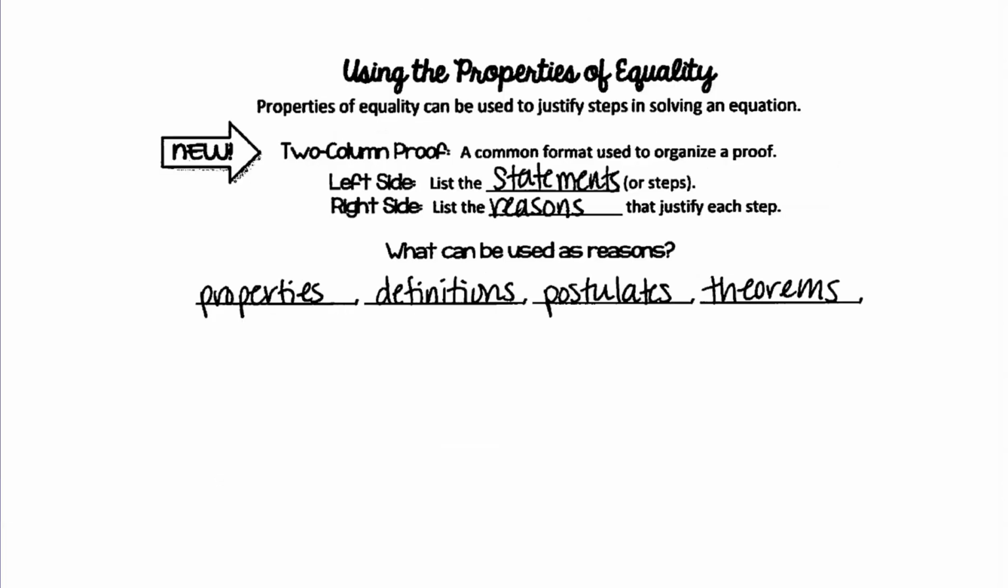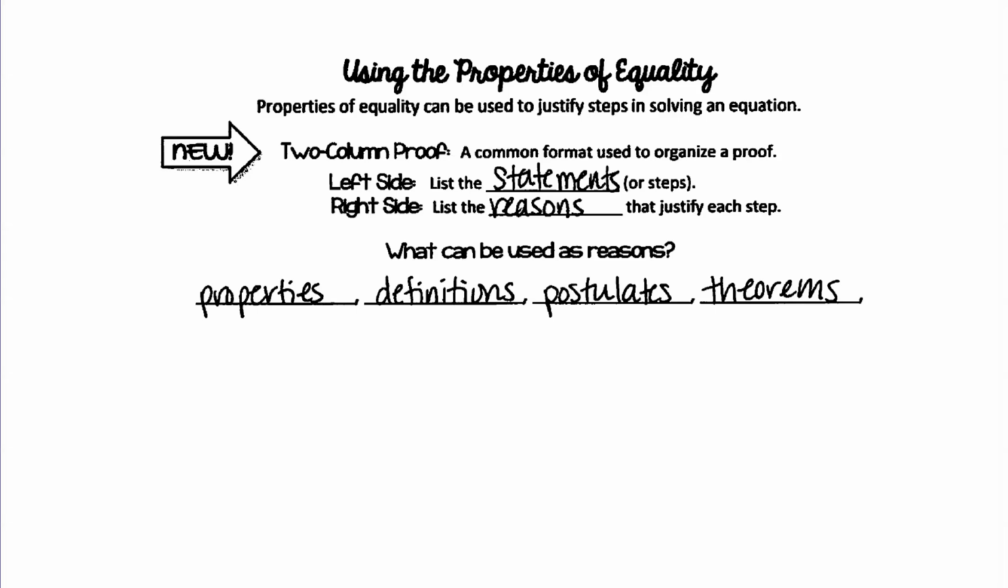So, using the properties of equality: properties of equality can be used to justify steps in solving an equation. Here's our new thing we're going to do, something called a two-column proof. It's one of the hardest things you're going to work on in geometry, and we're going to practice it a lot. As we go through it, you'll get a little better because in the end, a lot of these proofs are very similar.